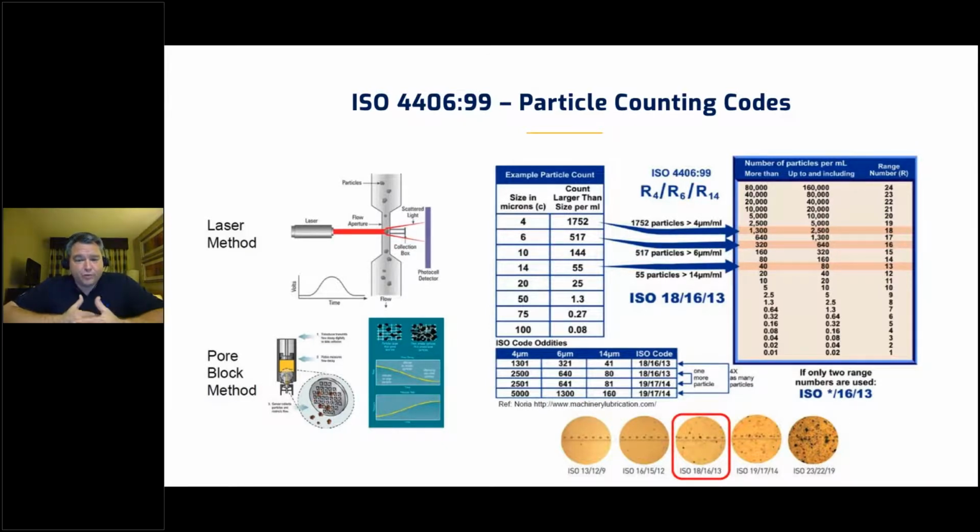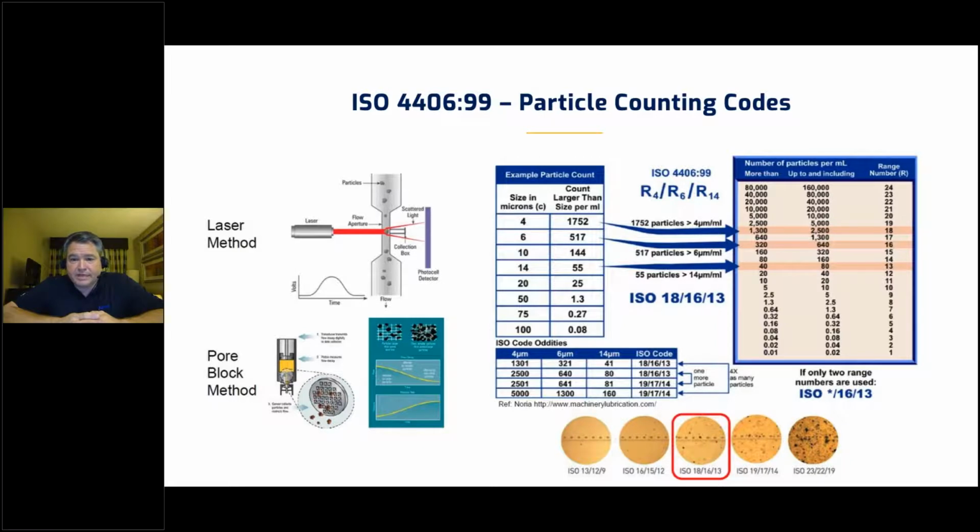And then when you moved to 14 micron, it dropped down to only 55 particles in the oil and the fluid that were greater than 14. So that's how this standard works. When you look at the table, it gives you a range that's something that's repeatable. In this case, 55 particles drops in between 40 and 80.